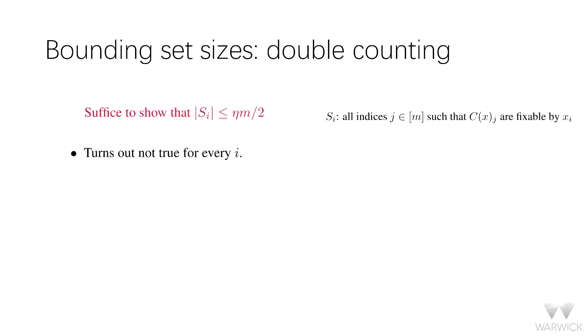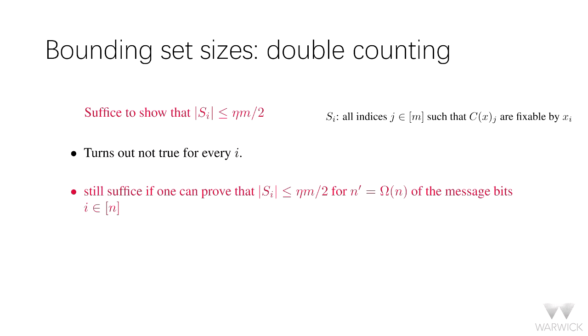However, it turns out this is not true for an arbitrary RLDC. But one can notice that it still suffices if one can prove that SI can be upper bounded for a constant fraction of message bits. But it turns out this is, again, not true for general RLDC. So we need to slightly modify the construction. Our idea is to use a random restriction and use a double counting-like argument to make it work.